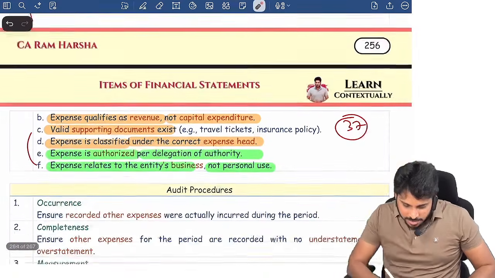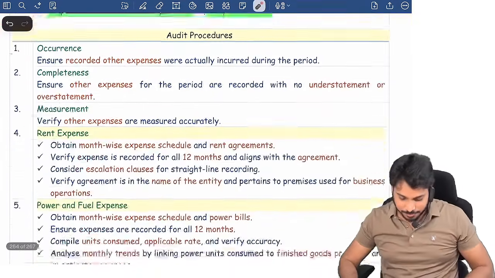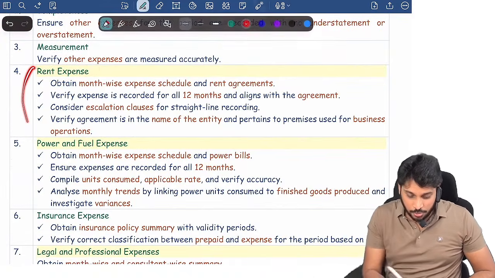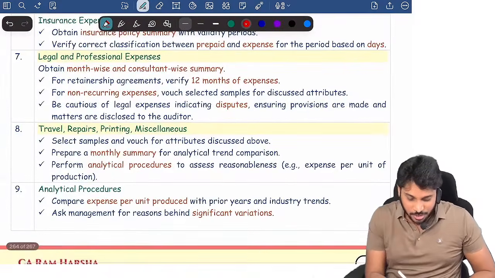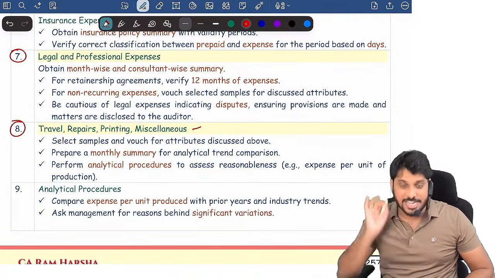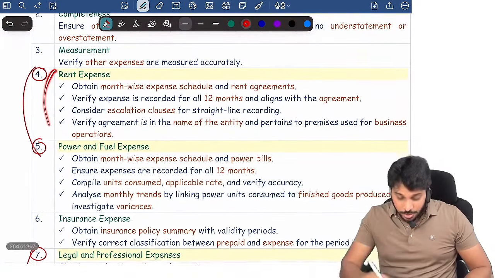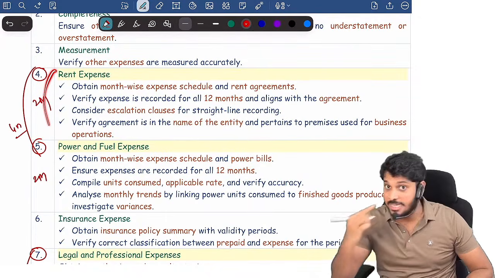So this itself can be asked as a straight question, guys. Next, how to audit rent. Sometimes they'll ask you how to audit rent, how to audit power and fuel. These two they will ask. Sometimes they will ask how to audit legal and professional, travel, repairs, and printing expenses. Either this combination or that combination they'll ask. One will be asked for 2 marks, the other for 2 marks, and the total question is for 4 marks. Like this also they can ask, guys.